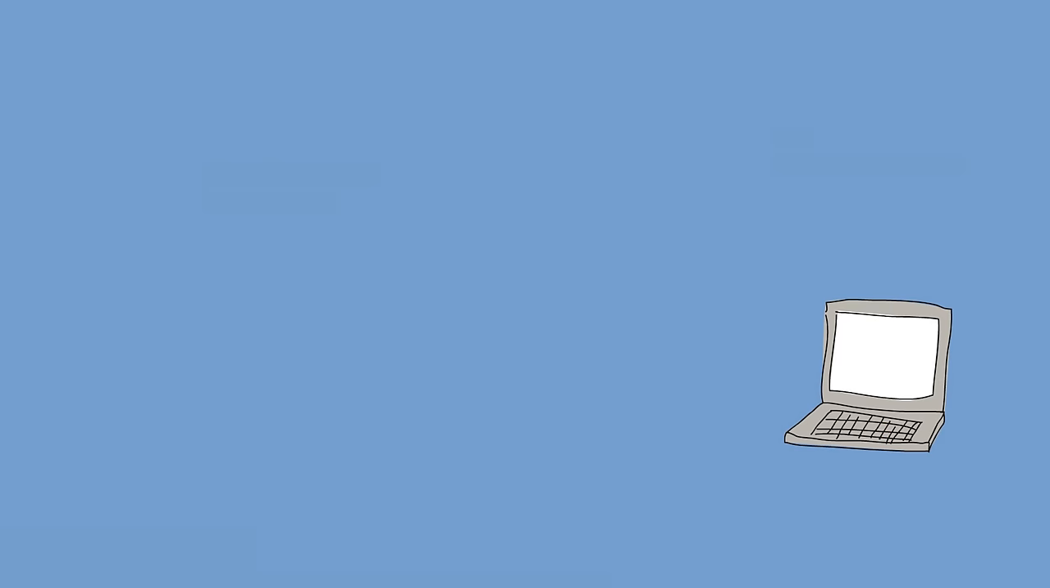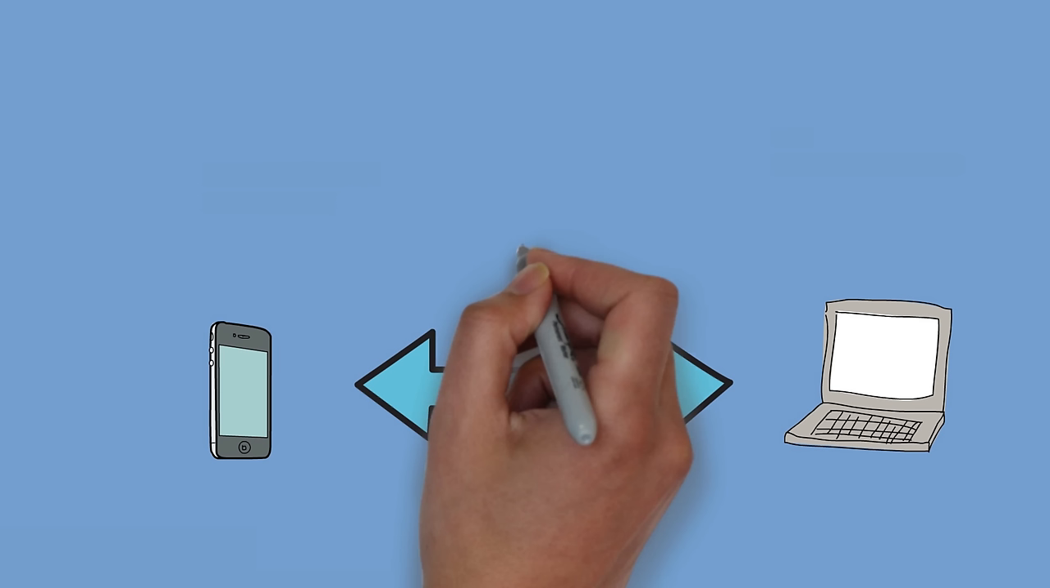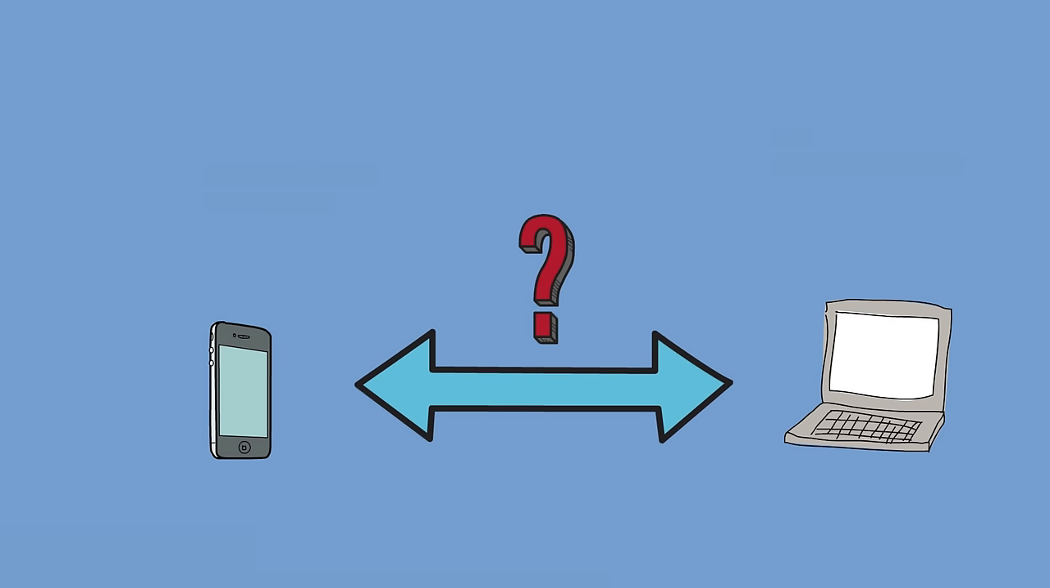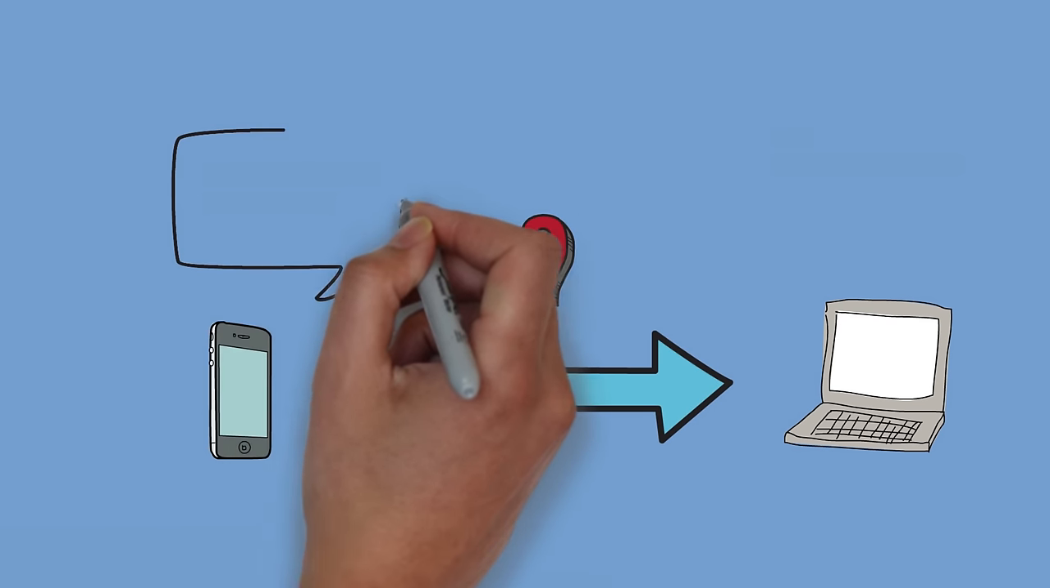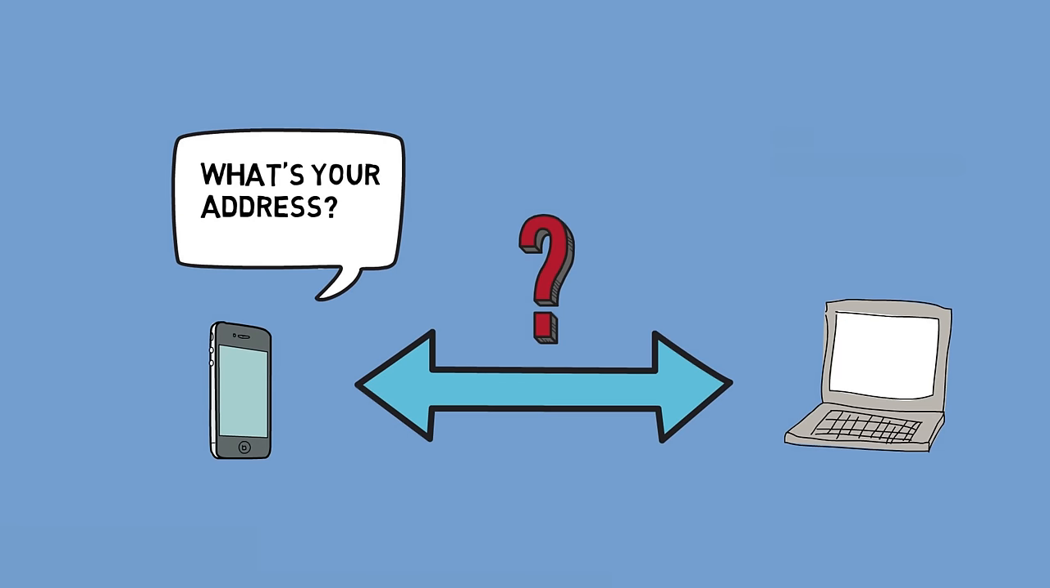We have two nodes here: PC, phone, tablet, anything. How can we connect them? How can we build a network and have them talk to each other? I'd say each of these needs an IPv6 address, like homes in the real world have addresses.